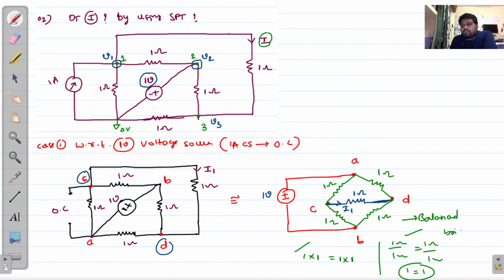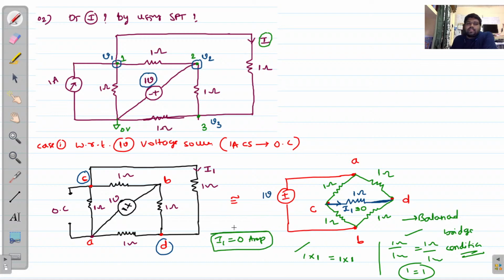Okay, balanced bridge condition. So if the bridge is balanced, the current flowing through this particular resistor equals how much? 0. That means I1 equals how much? 0, right? In case 1, if we are evaluating this I1 value, I1 equals 0 amperes, right? This one is over.